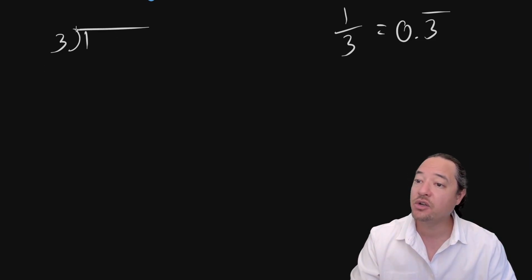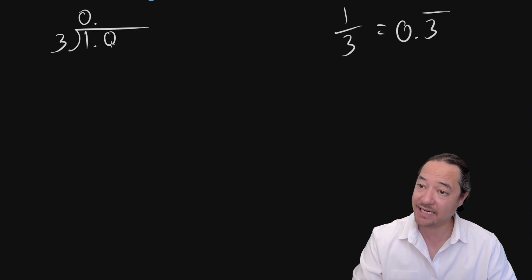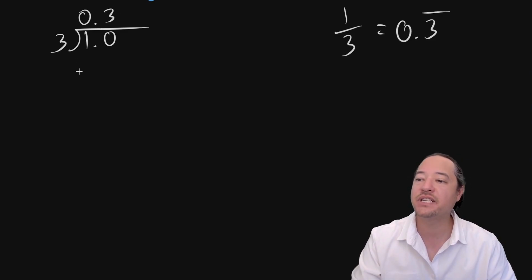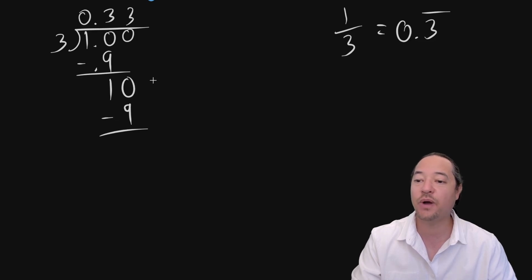Once again, 3 goes into 1 0 times. We have to bring in another 0. And now 3 goes into 10 3 times, right? And 3 times 3 is going to be 9. So if we subtract that away, we get a remainder of 1. And now how many times does 3 go into 1? Well, we have to bring in a 0. So how many times does 3 go into 10? It goes into 10 3 times. And 3 times 3 is 9. And we subtract that away, and we're going to get 1, right? This is repeating.